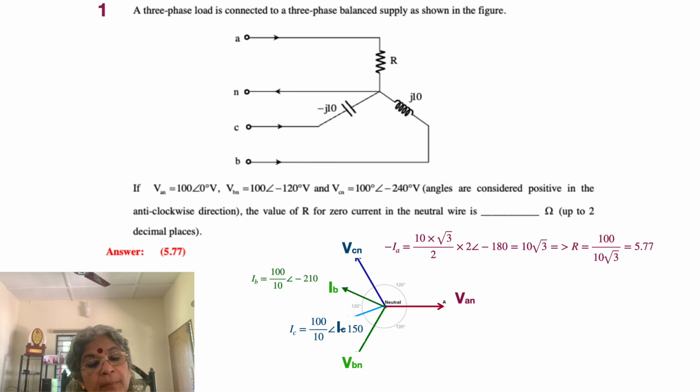Similarly, IC is also very similar. It is equal to 100 angle plus 120 divided by 10 angle minus 90, because it is minus J10. Now this minus 90 will come to the numerator, and it becomes plus 210 degrees, because it is plus 120 and plus 90, which is equal to 210. It is the same as minus 150 degrees, so it is still going to the third quadrant.